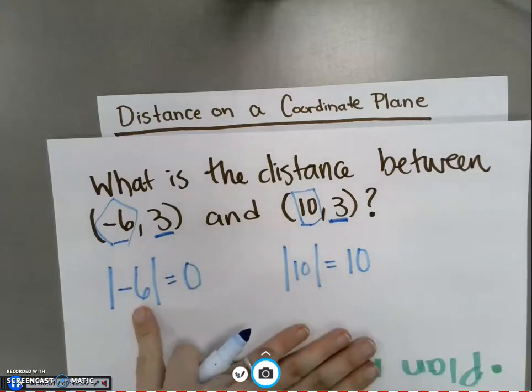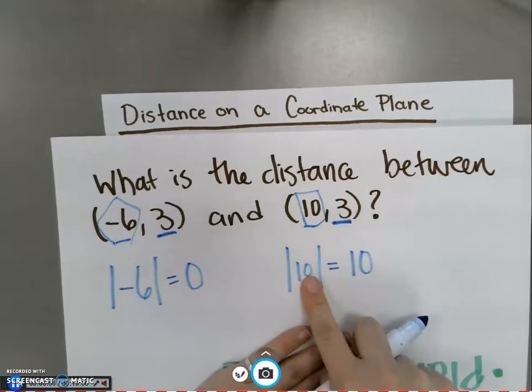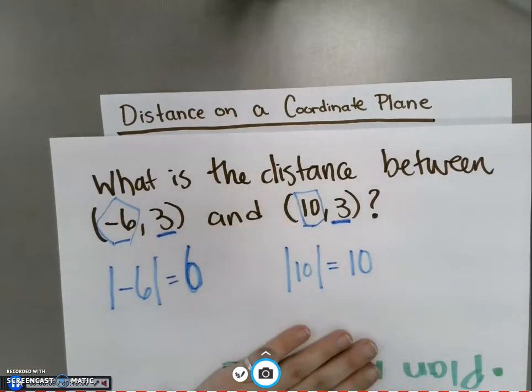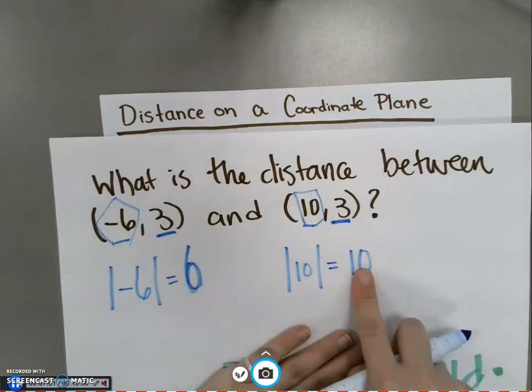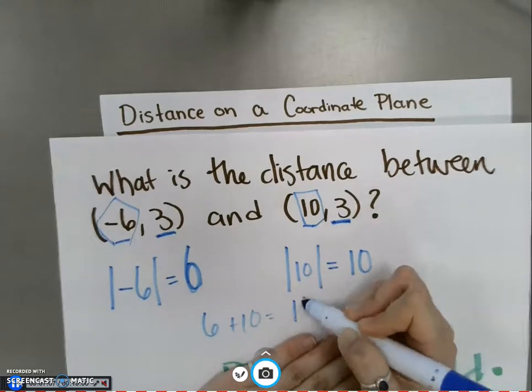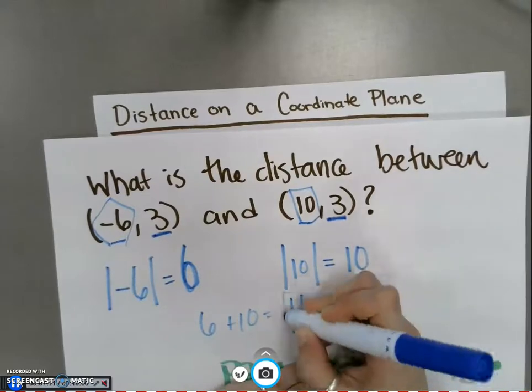6 spaces on the left versus 10 spaces on the right. That's why this one has a negative sign and this one is positive. So this is 6 spaces and 10 spaces. So add them together. 6 plus 10 means these are 16 spaces or 16 units apart.